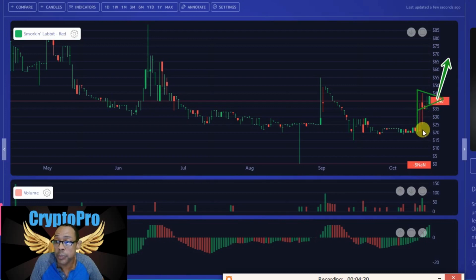Now, according to this pennant, if we break out, what you can do in technical analysis is grab the flagpole and replace it somewhere here in the tip, and it tells you where it could go if it is a bull flag. So this tells us that we could possibly get around the $67 price. Now, that might not happen, again, because we're in a bear market, so there's no way to really tell.